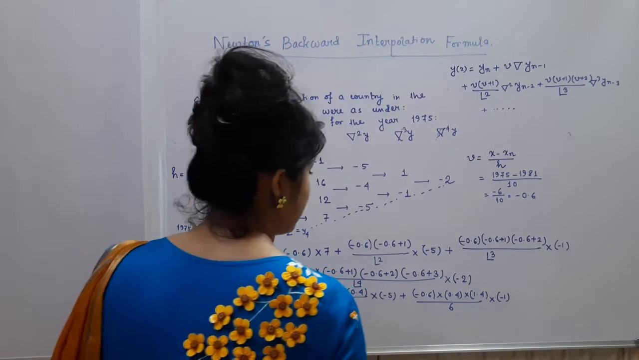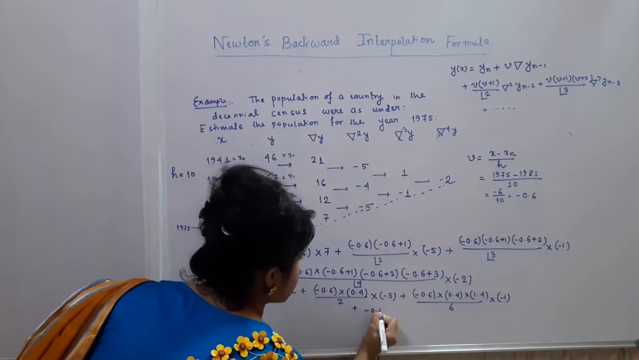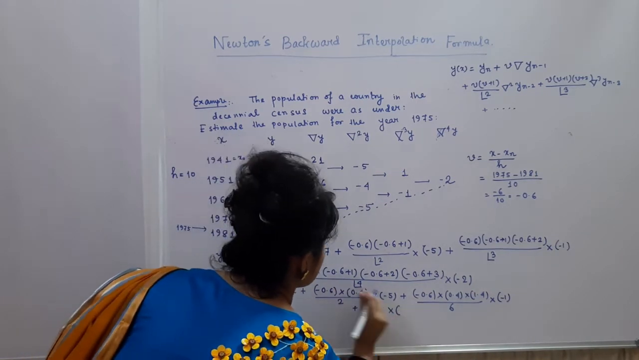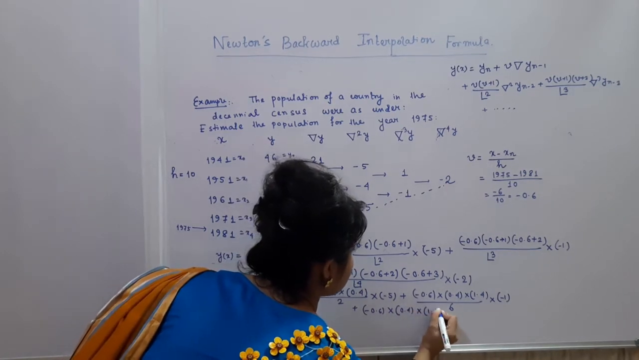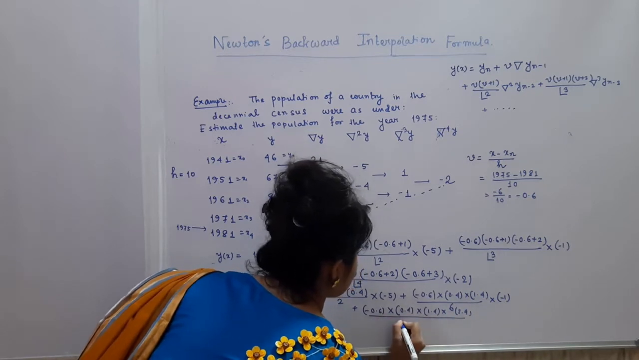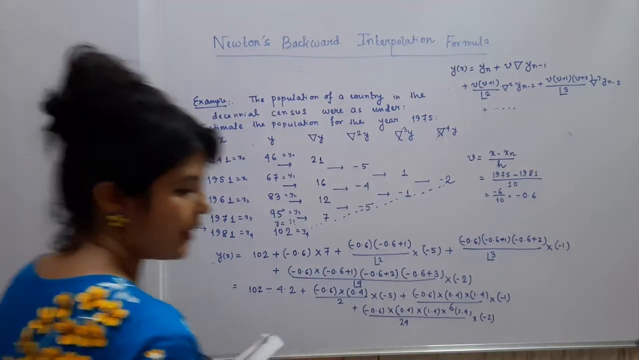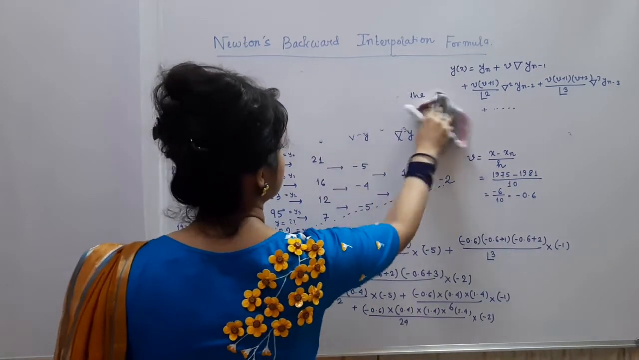Okay, and the last term is minus 0.6 into 0.4 into 1.4 into 2.4 divided by factorial 4, which means 24, into minus 2. So finally I need to calculate it, so I am going to remove this.